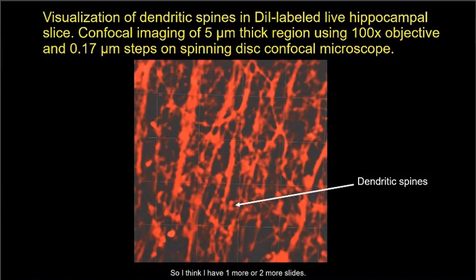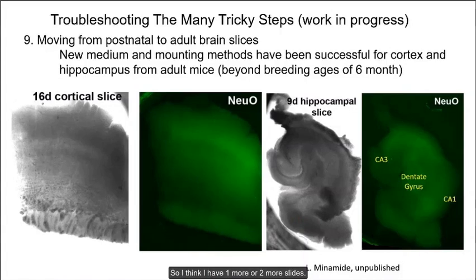So I think I have one or two more slides just to show you the fact that we've now been able to move from using postnatal pups for getting our slices to adult slices. So Lori has now been working on culturing slices from adult mice. I think these were over 6 months of age, post-breeding age mice. And these are stained with NeuroTrace, a vital stain for neurons, and this is an adult hippocampal slice.